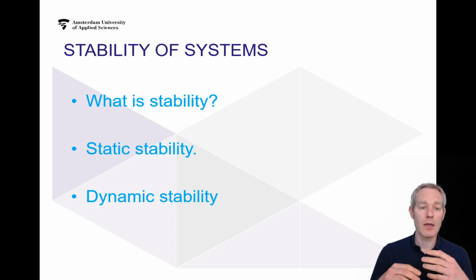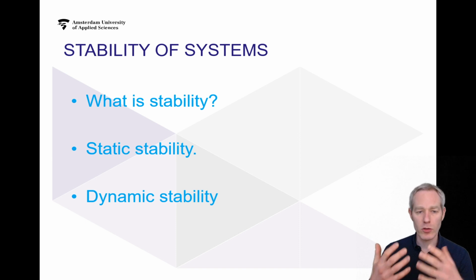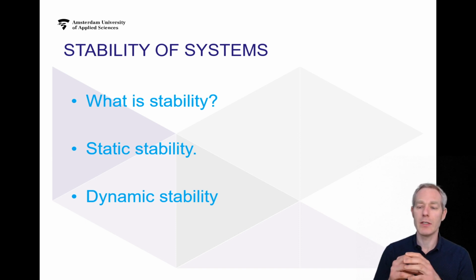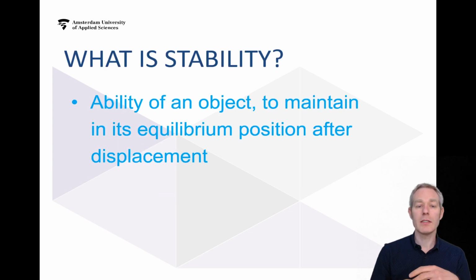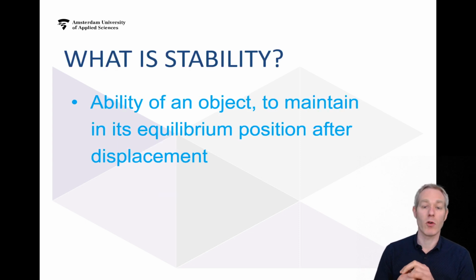So the question is, what is stability? Everybody has a notion of what stability is, but we'll have to formalize this. And in aviation specifically, also in other fields, we can discern a static stability and dynamic stability. We'll talk about these two next. So stability is the ability of an object or system to maintain its equilibrium position after displacement.